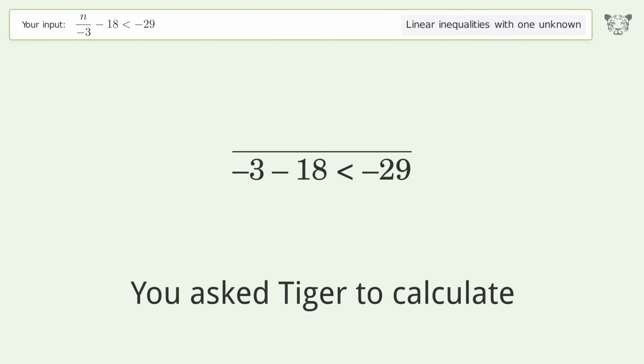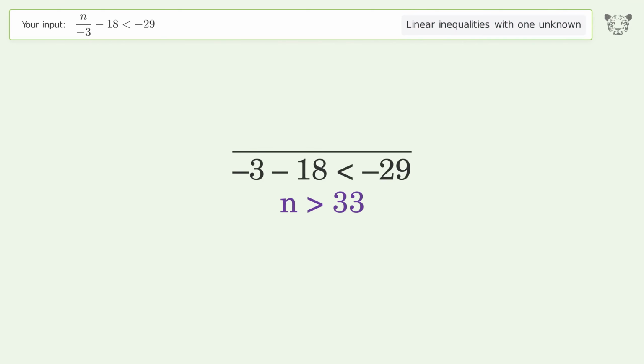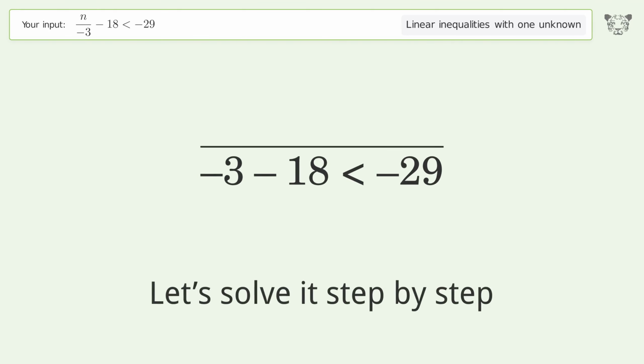You ask Tiger to calculate. This deals with linear inequalities with one unknown. The final result is n greater than 33. Let's solve it step by step.